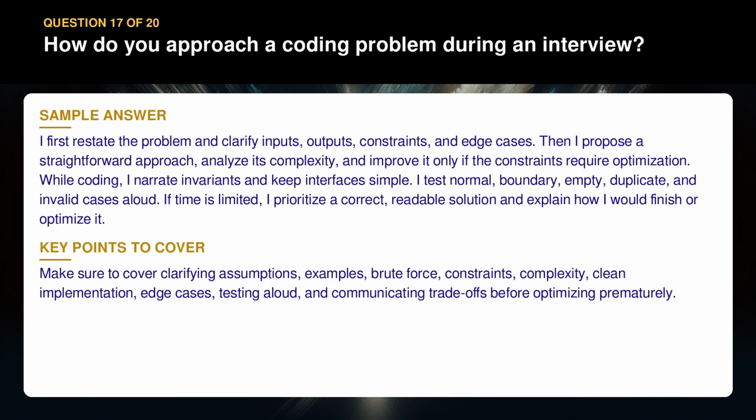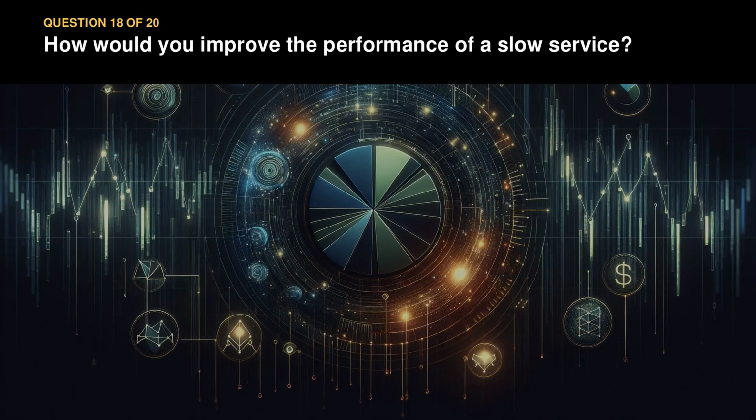Make sure to cover clarifying assumptions, examples, brute force, constraints, complexity, clean implementation, edge cases, testing aloud, and communicating trade-offs before optimizing prematurely. Question 18. How would you improve the performance of a slow service?